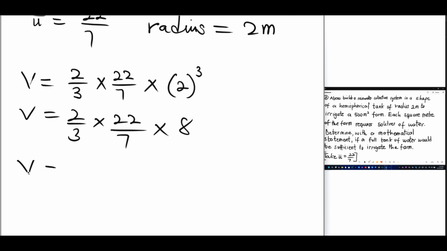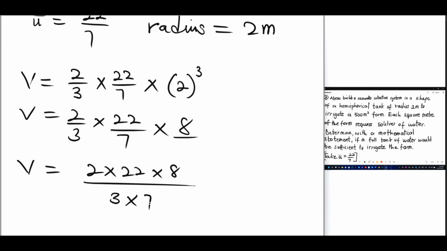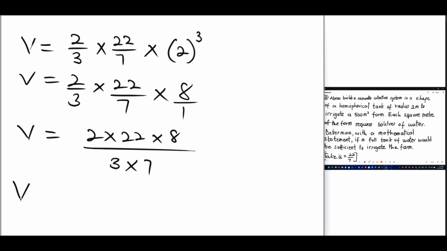And our volume will be 2 times 22 times 8 divided by 3 times 7. This 8 is the same as 8 divided by 1, so we multiply the numerators, and then we also multiply the denominators. Let us work on the numerator. 2 times 22 gives us 44, then times 8, we get 352, all divided by 21. 3 times 7 gives us 21.